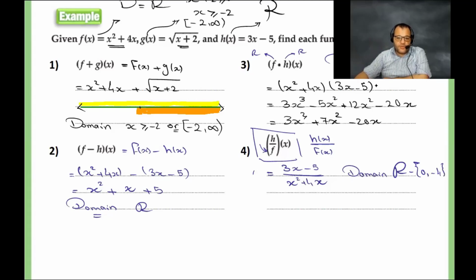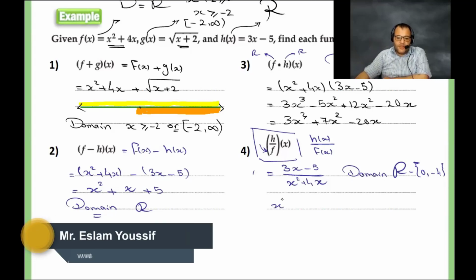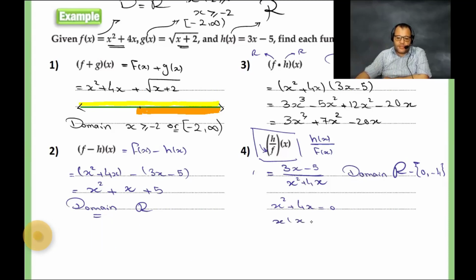Any problem for this one? Where did you get the 0 and negative 4 again? Just solve the denominator: x squared plus 4x equal to 0. So by factorization, x times x plus 4 is equal to 0. So x is equal to 0 or x equals negative 4. Okay, factoring the denominator. That's a fractional function.